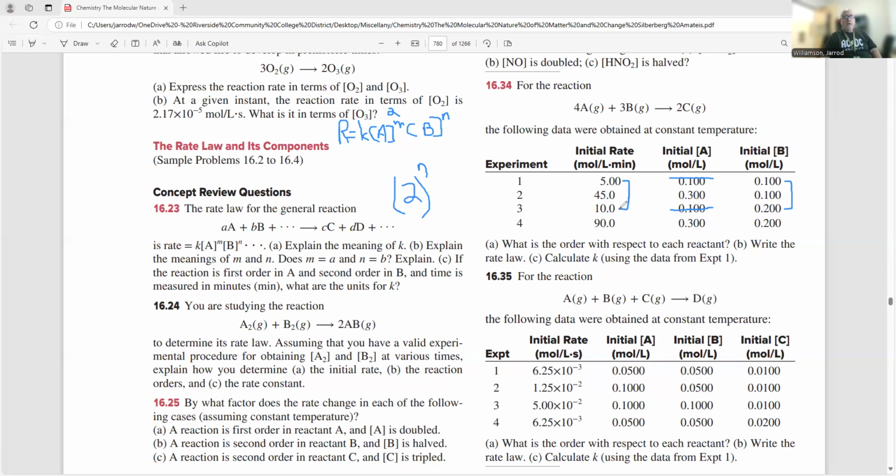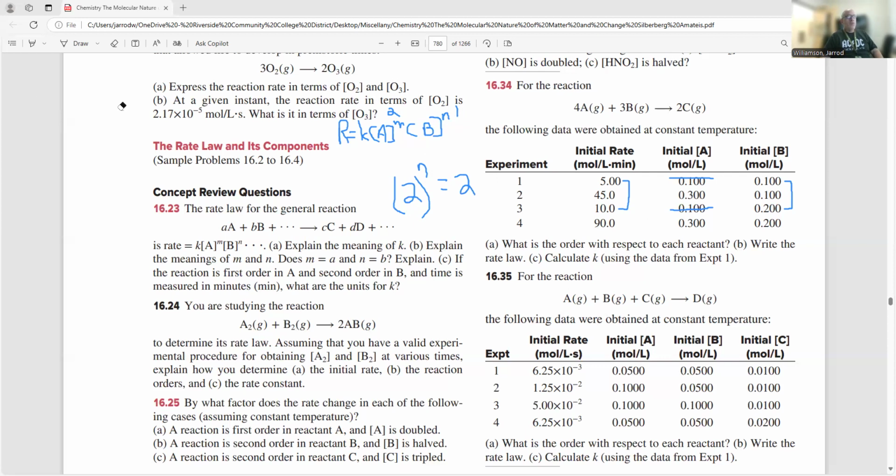And the rate doubled. The only way that happens is if N is 1. So we put a 1 there. So what's the order with respect to each reactant? The order with respect to A is second order. The order with respect to chemical B is first order.